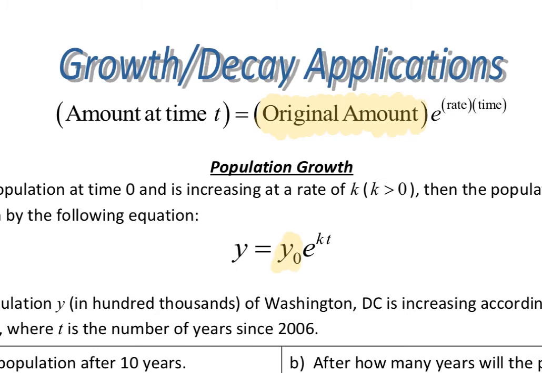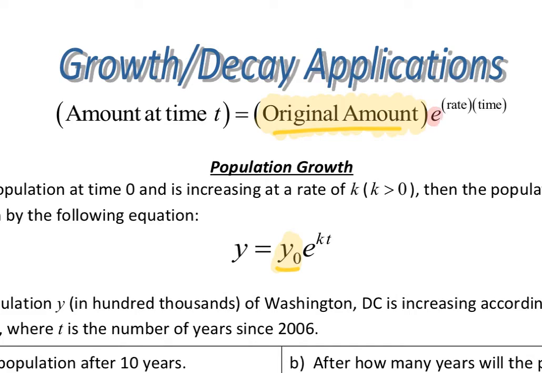Now, obviously, the original amount of people in any place was 0 before anybody moved there, right? But let's say that we're talking about the growth of Washington, D.C. from the year 2006. 2006 would be year 0. And so the amount of people living in Washington, D.C. in the year 2006 would be what we're calling the original amount. Not the original amount back at the beginning of the world, but the original amount based on the time frame that we're talking about. So let's say that y sub 0 is the original amount.